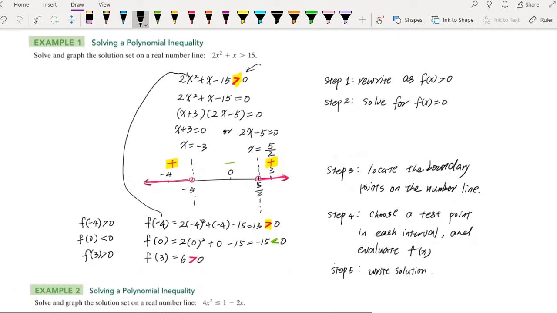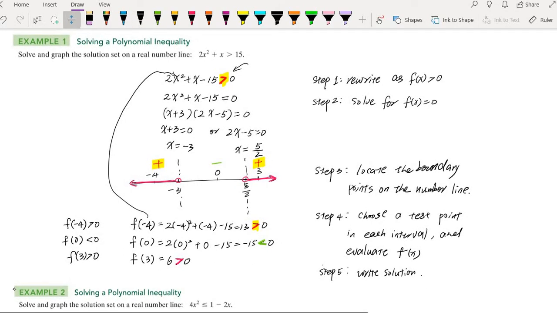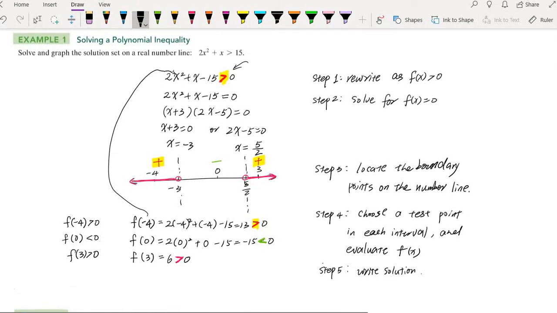So in this case, let's see how we write the solution. If you look right here at the first interval, all the way to the left is negative infinity, and all the way to the right is positive infinity, correct? For step 5, I'm going to write the solution, and we always start from the left to the right. That will be negative infinity to negative 3, because it's an open circle, so we have a parenthesis.